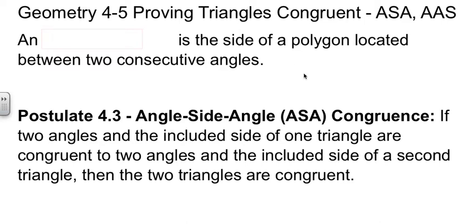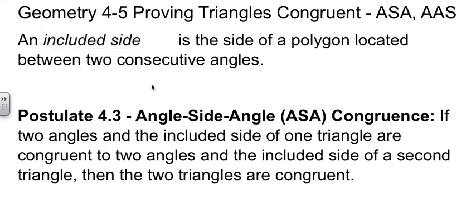This is Geometry, Chapter 4, Section 5, in which we will continue proving triangles are congruent, this time using ASA and AAS. Okay. Last time we talked about SSS and SAS. And particularly when we got to SAS, we had to talk about the included angle. The angle between the two sides.